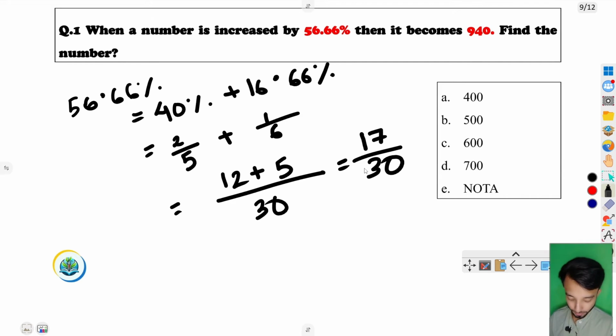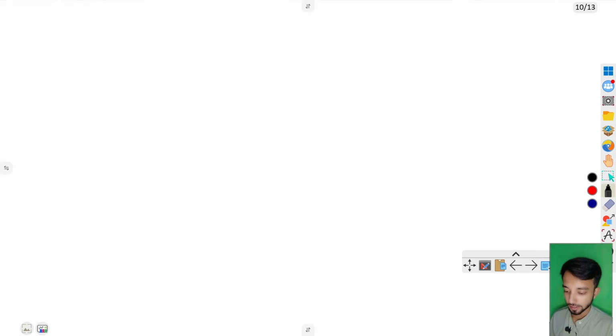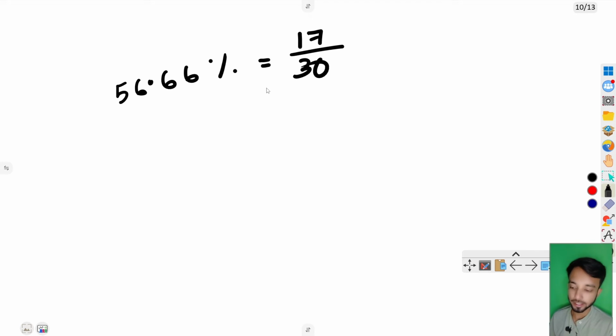Is this clear till here? Now we got the value. 56.66% is your 17 by 30. Let's write it in the new slide. 56.66% is equal to 17 by 30, right?